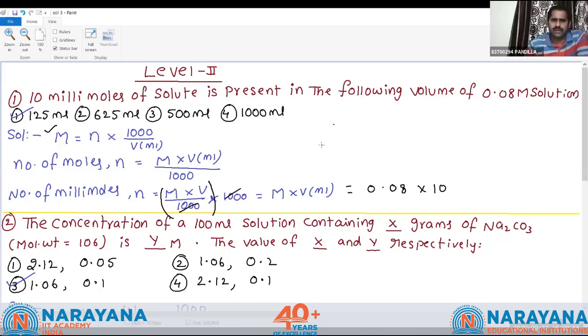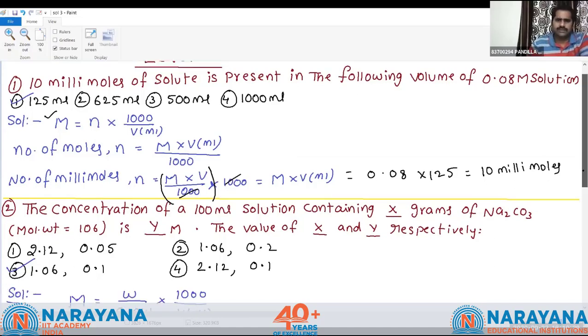10 millimoles, we have to get into 125 ml. We'll get the answer. 125 ml. So please, students, observe the calculator and you'll get the answer. 125 into 0.08 is equal to 10. We got answer 10. So 10 millimoles is the answer, the first option. Okay, students, we'll go for the second question.